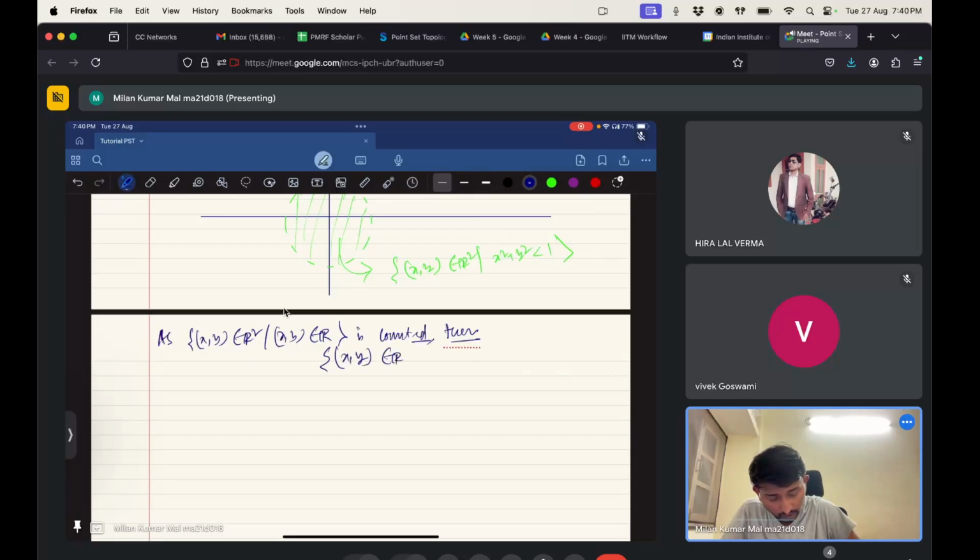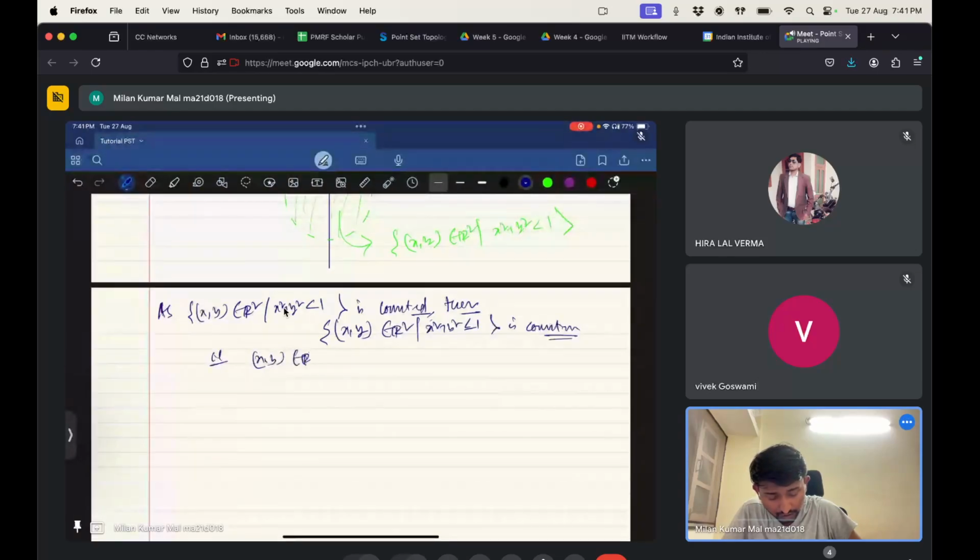The set of (x, y) belonging to R square, such that, sorry, what am I writing? x square plus y square less than or equal to 1. So that means this is not less than or equal to. This is just less than. This is connected. So x square plus y square less than 1 is connected. That means the set of (x, y) belonging to R square such that x square plus y square less than 1, union (0, 1), is connected.